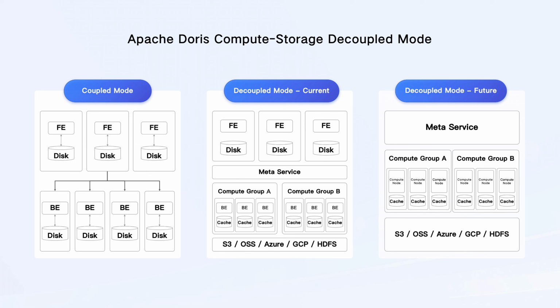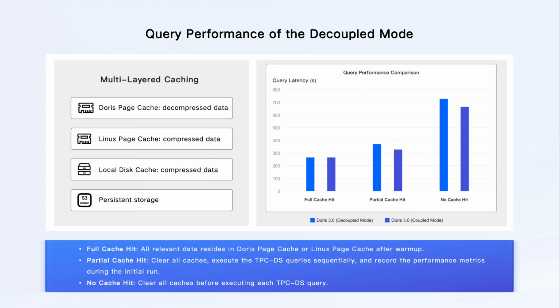In the compute storage decoupled mode, since BE is stateless, we unlock true physical resource isolation at the compute layer. This means we can create separate compute groups, like you see in the diagram with compute group A and compute group B. These groups allow different workloads to run in fully isolated environments and make sure that compute and I/O resources don't interfere with each other.